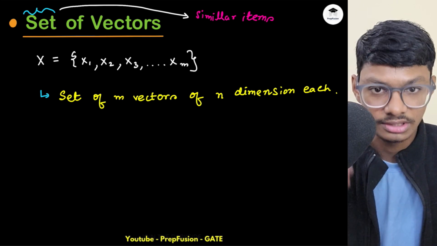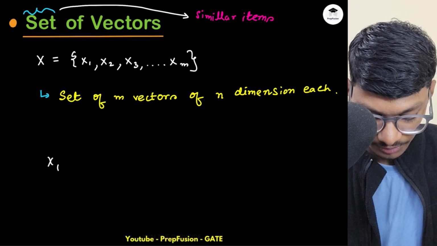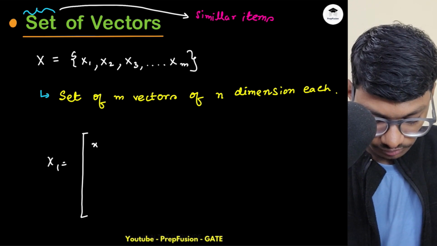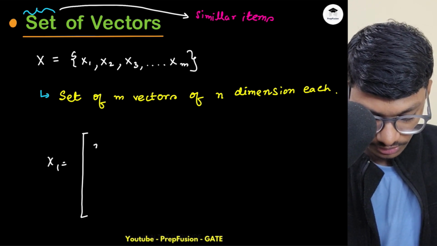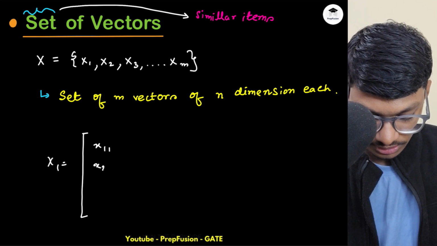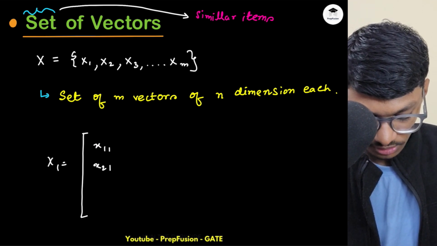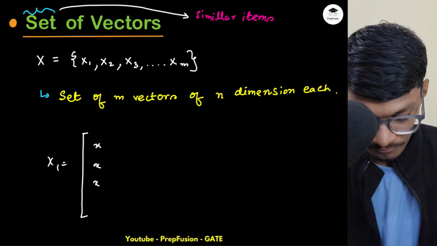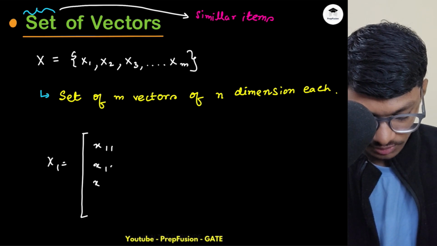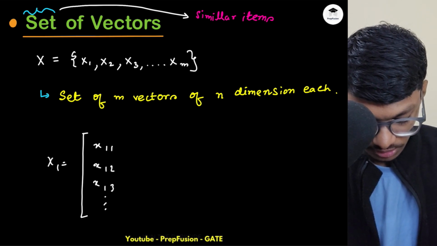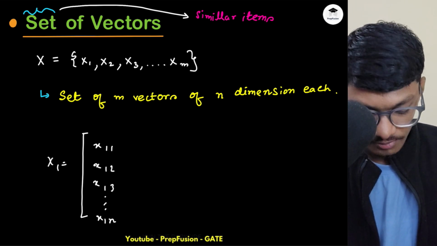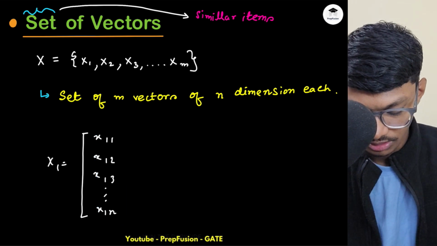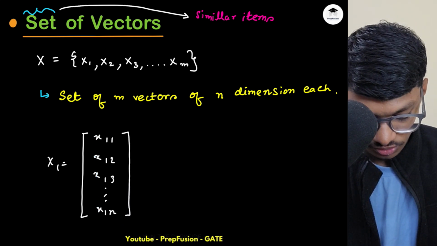We're just getting comfortable with the terminologies. So my x1 I can represent like a column matrix, where its first element will be x11, then x12, x13, and it goes all the way down to x1n, because it has n dimensions. So its order will be n cross 1. It will have n elements in it.